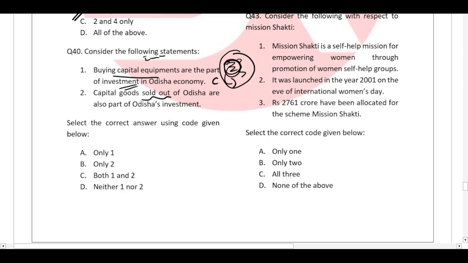Capital goods sold out of Odisha are also part of Odisha investment. When you are selling capital goods or any other goods out of Odisha, it can be considered as exports because you are selling it outside. They are not inside Odisha, and there will be no further production of consumer goods or goods and services using these capital goods in Odisha. We are selling them. So it cannot be part of Odisha's investment. So this is incorrect. So select the correct answer. Only option 1 is the correct answer.